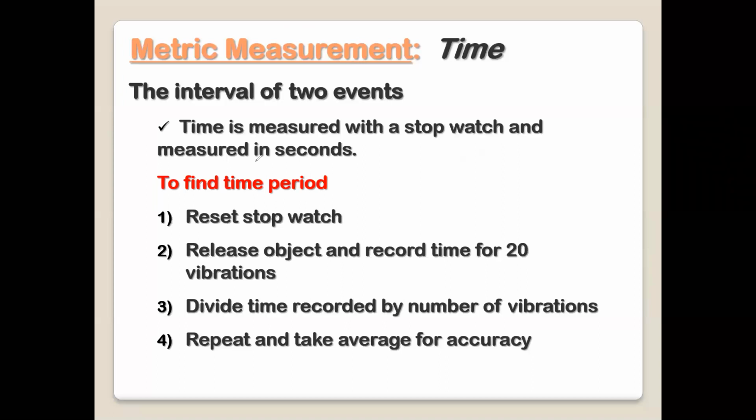If we want to find the time period, what we can do is reset the stopwatch, release the object and record the time for 20 vibrations, divide the time recorded by the number of vibrations, repeat and take an average. These are the points which you have to consider when you answer a question related to finding a time period.